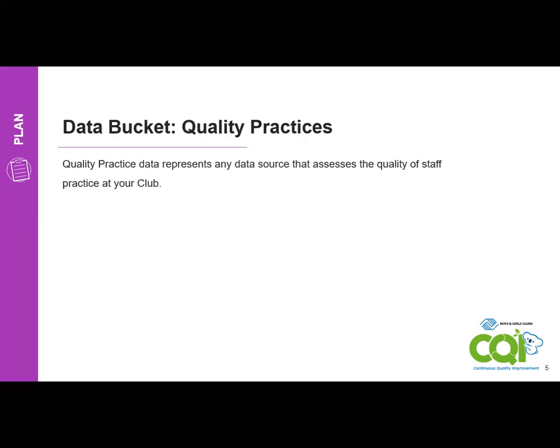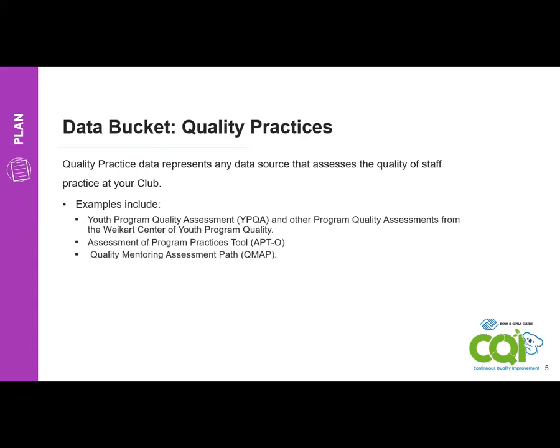So for quality practices, this is data that, as you know, represents any data source that assesses the quality of staff practice at your club. The most common examples that we see used at clubs is the YPQA, or Youth Program Quality Assessment, and the other program quality assessments that come from the Weikart Center for Youth Program Quality, such as the School Age PQA or the STEM PQA. We also see the Assessment of Program Practices tool, or the APT, and the Quality Mentoring Assessment Path, QMAP. Quality practices are really going to live in these types of assessments.